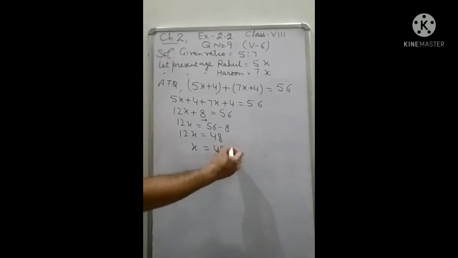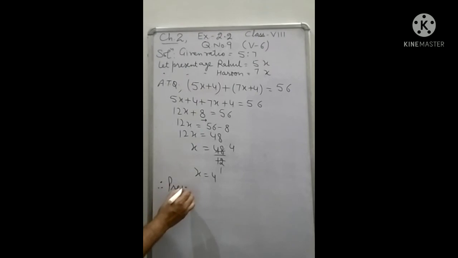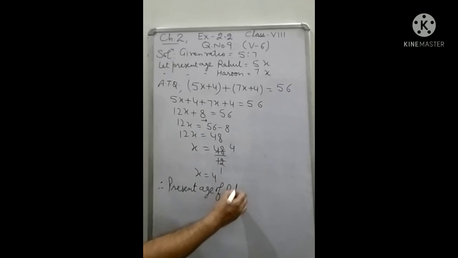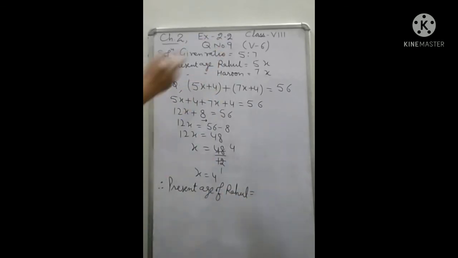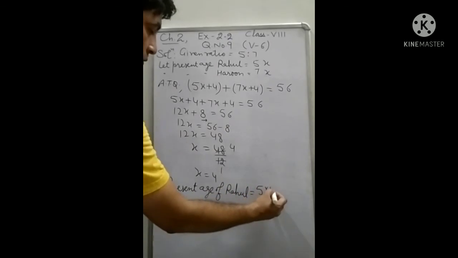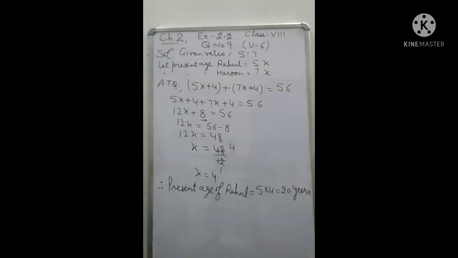Now 12 ones are 12, 12 fours are 48. So the value of x will be 4. Now what we have to do? We have to put this value in Harun's age and Rahul's age. So we will write, therefore, present age of Rahul. It is given as 5x, so we will take it as 5 into 4. So that will be 20 years. That is our first answer.